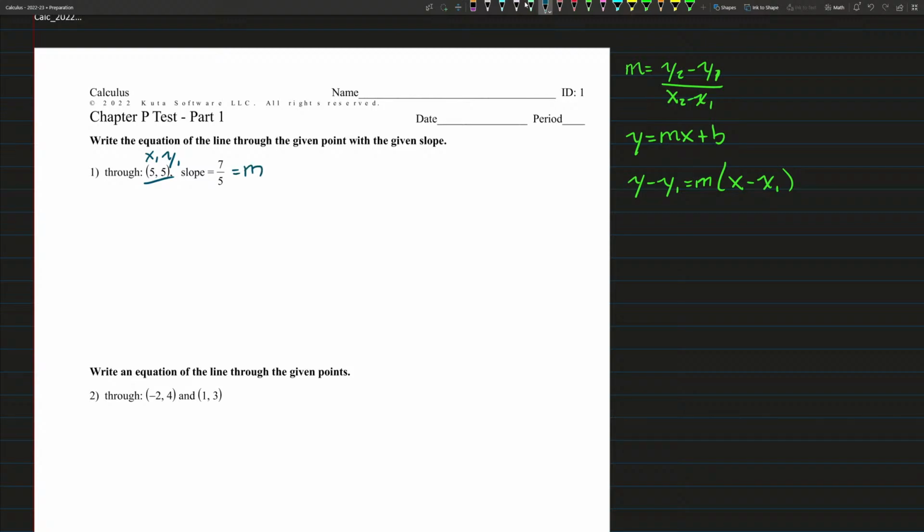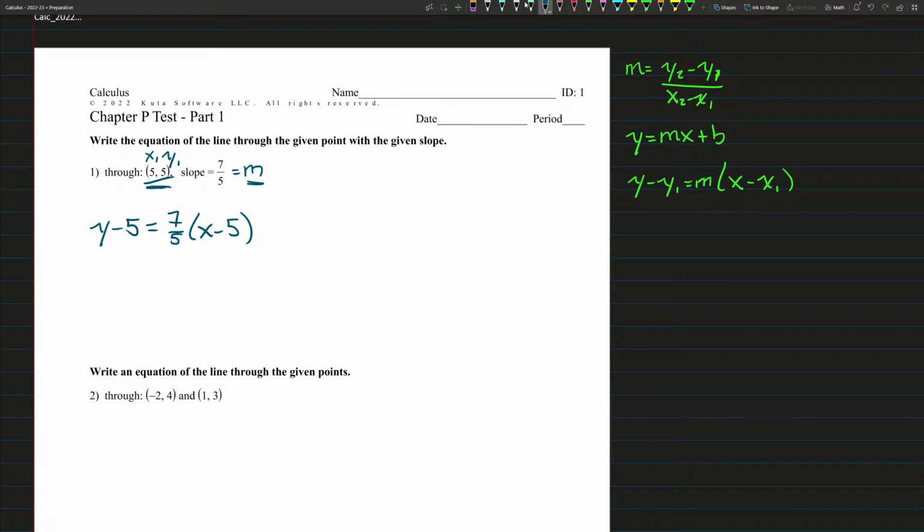The easiest way to do this is to use point slope form, because we have a point and we have a slope. So we would just do y minus y1 is equal to m, 7/5, times x minus x1, which is 5. If we do that, that's done. That's all I'm asking for.